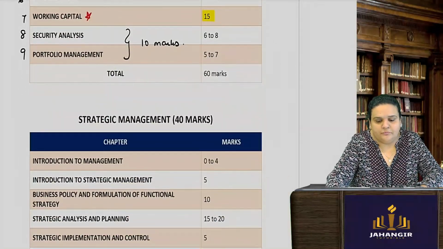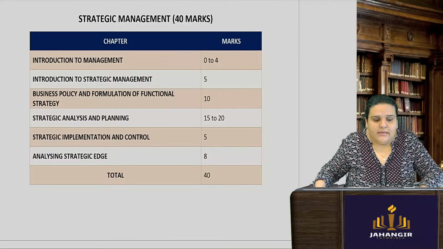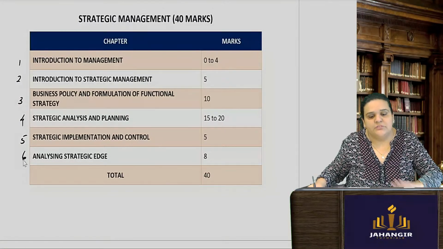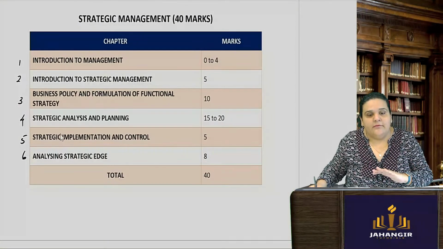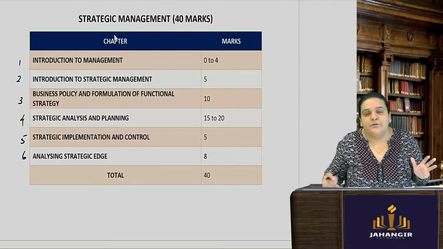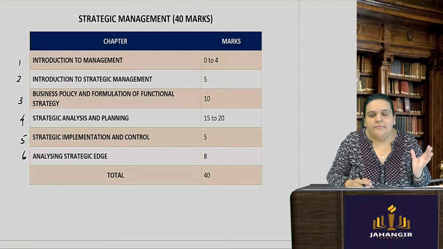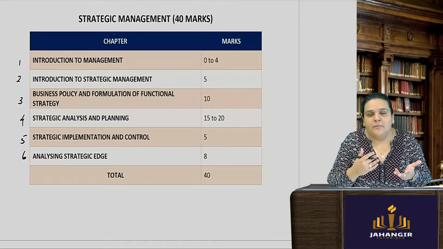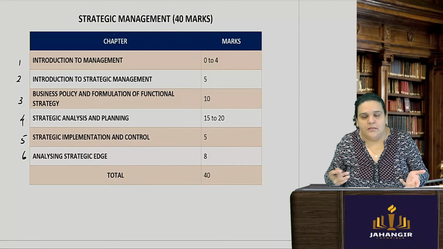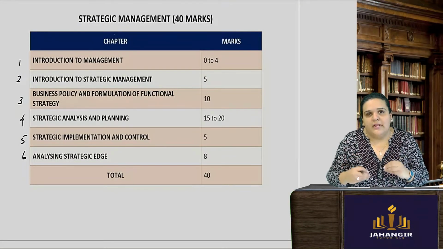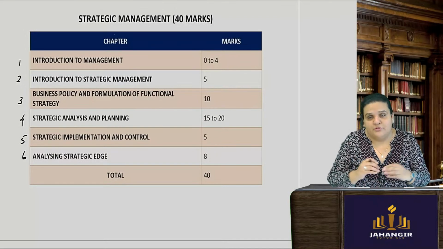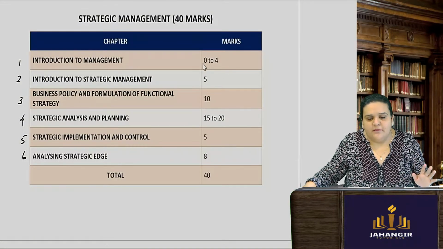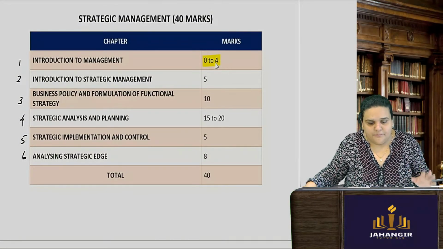Then coming to strategic management, here we have 6 chapters to study for 40 marks. The first chapter, introduction to management, was once upon a time part of CS Foundation, in which we had everything related to management: planning, organizing, decision making, controlling. That is the weightage in the first 2 attempts for 0 marks. However, 1-2 questions here and there can be asked. So I am giving a weightage of 0 to 4 marks here.